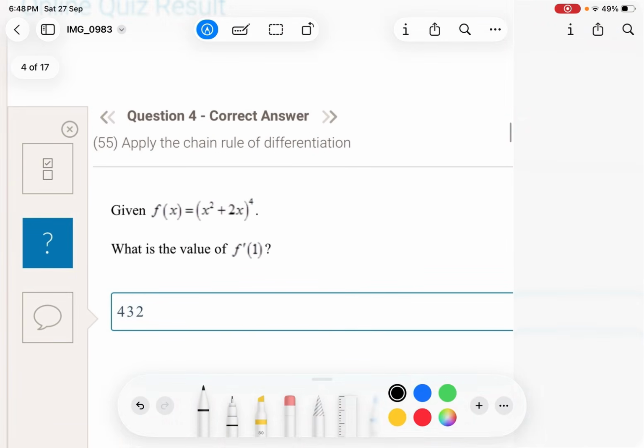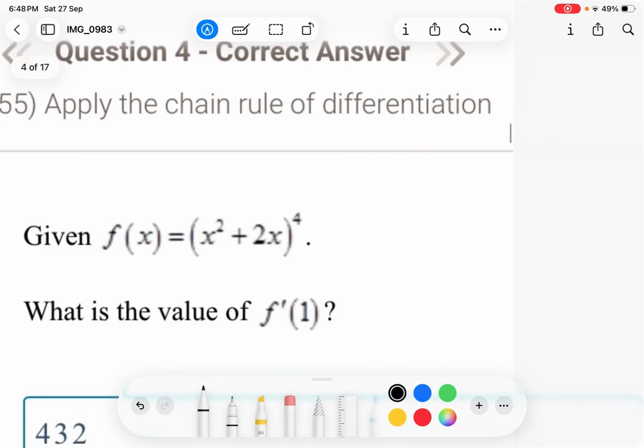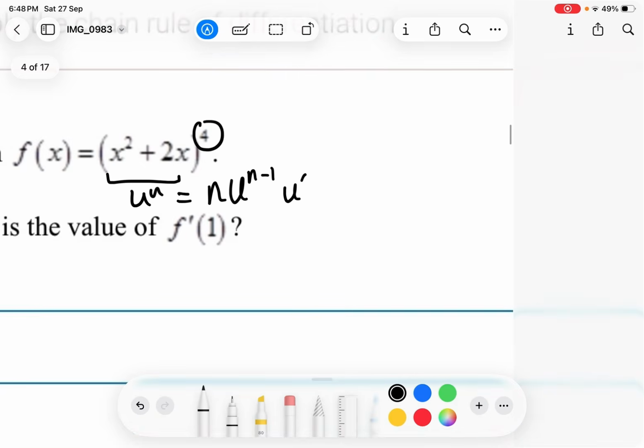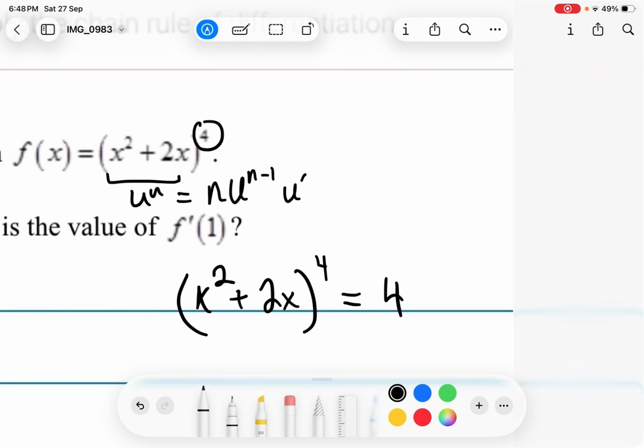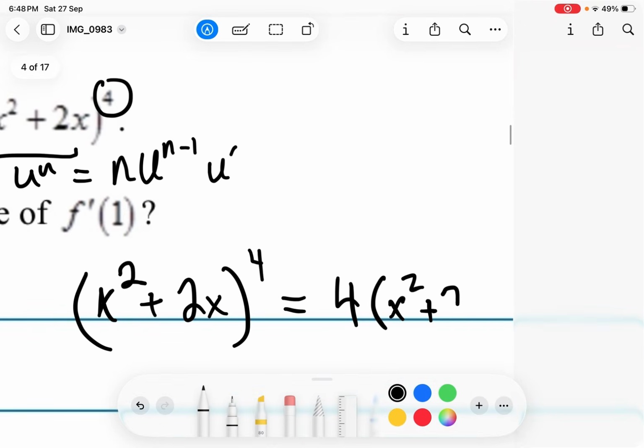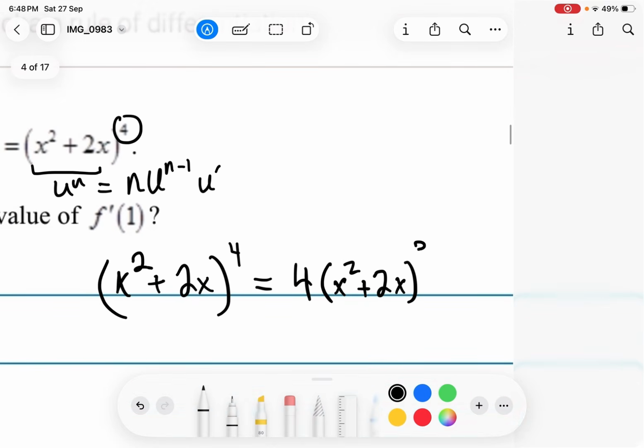Question number 4. Here, this is u to the power of n. So the formula for u to the power of n is n times u to the power of n minus 1 times u prime. So x squared plus 2x, all to the power of 4, will be equal to 4 times u, which is x squared plus 2x, to the power of 3, times u prime, which is the derivative of u, which is 2x plus 2.